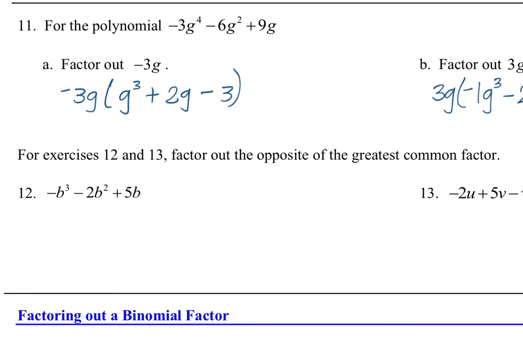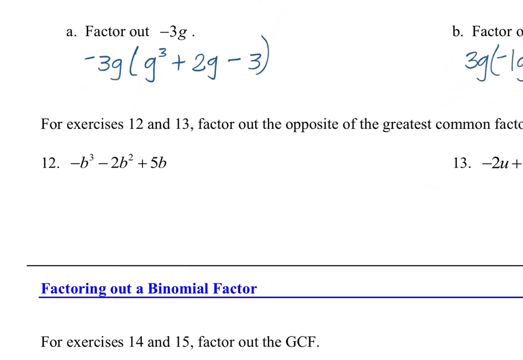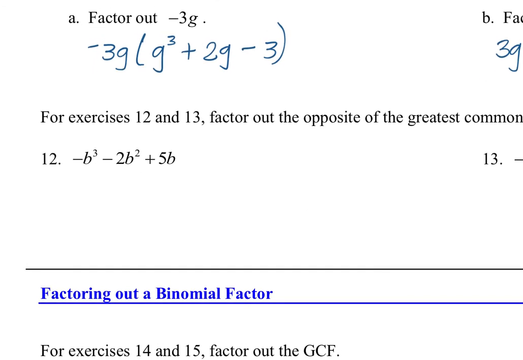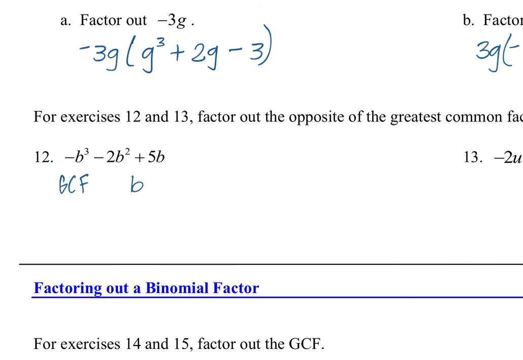So let's factor out the opposite of the greatest common factor on the next two problems, which just means, okay, well, what's the GCF? The GCF is b, but instead of factoring out the GCF of b, the opposite of the GCF would be -b. So let's factor out a -b. That would give us a +b squared if I said -b cubed divided by -b. Now if I say -2b squared divided by -b, that gives me a +2b. And now 5b divided by -b would be -5.